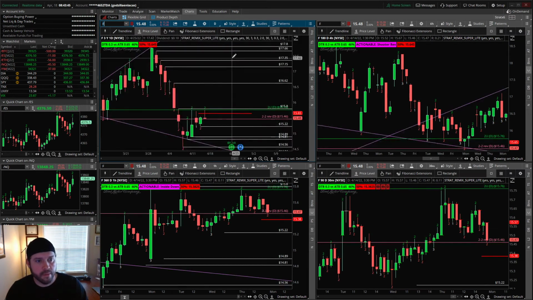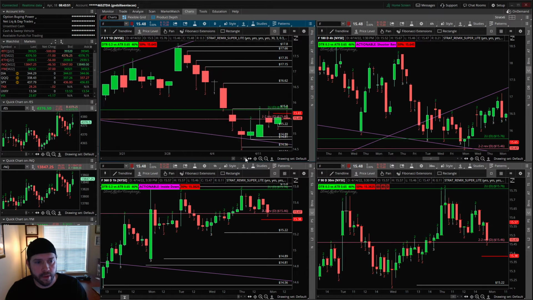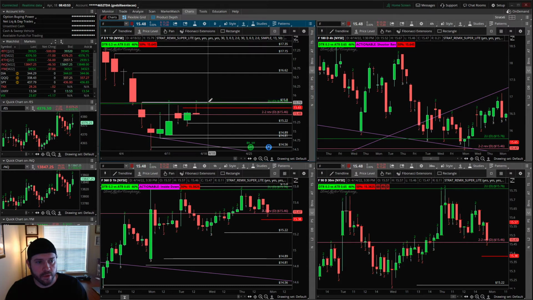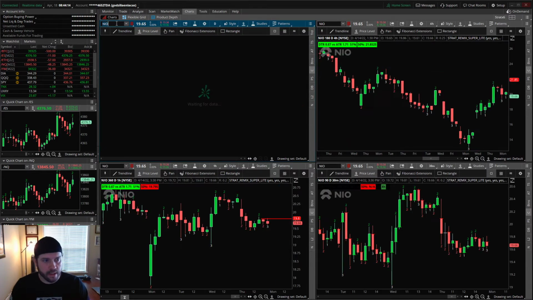Next on the list is Ford. Another similar setup that we had with CCL. This is a failed 2-up, and it is definitely a shooter candle. I'll zoom in a little bit more so you can see it better. Here's our shooter candle. So again, I'd be looking for a 2-2 reversal to the downside. Our price target is going to be 1522, and entry after 1546. So keep in mind, you want to look for a potential reversal after we've done the daily trigger into time frame continuity.